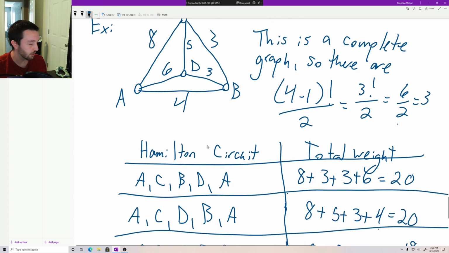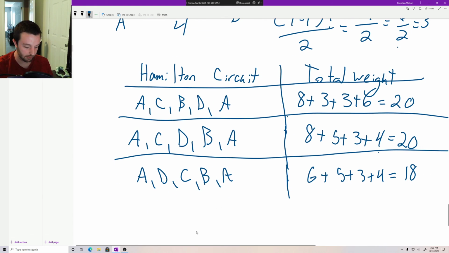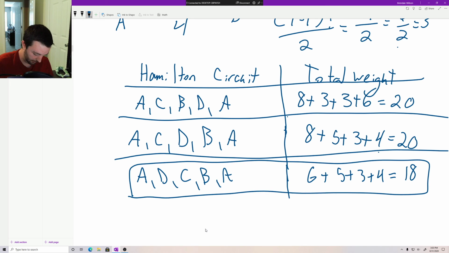Okay. So the book has them listed. They should be the same as ours, but it also has 18 as the best one. So this is the optimal path right here. Okay. This is optimal. But man, that's not a nice algorithm, right?